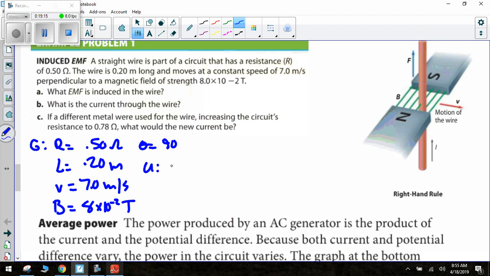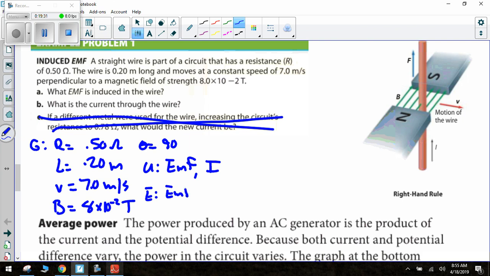Okay, the unknown. The first unknown I'm looking for is EMF. The second unknown is the current. And we're actually not going to do C. It's going to be just a repeat of what B is. Okay, so the equation, EMF is equal to what? All right? Okay, and then I is just equal to P over R, right? Or in this case, EMF over R, but they're the same thing, right?